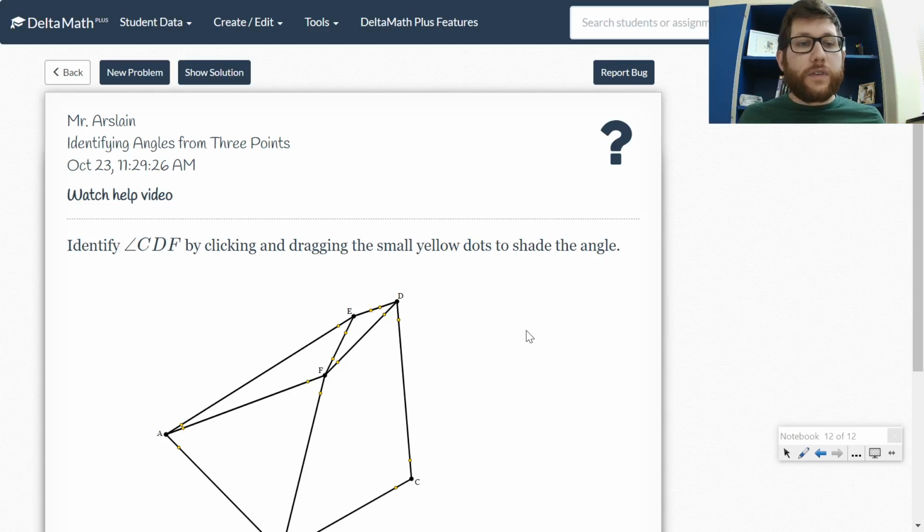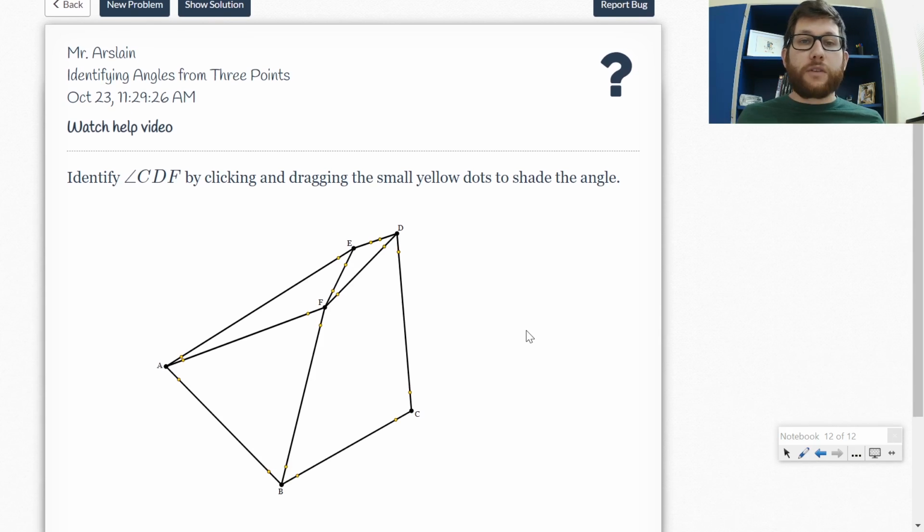Alright guys, in this video we're going to talk about identifying angles from 3 letters. Now remember, there's 2 different ways we can name angles. We can name angles with 1 letter, such as this angle right here, angle C. Notice it's all by itself. Okay? If I say angle C, we all know what we're talking about.